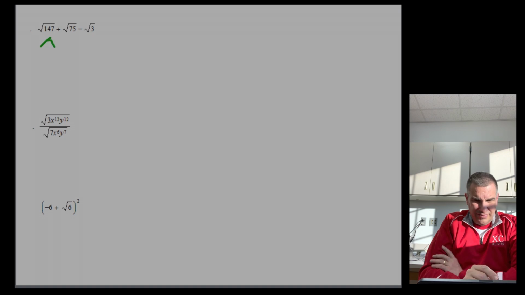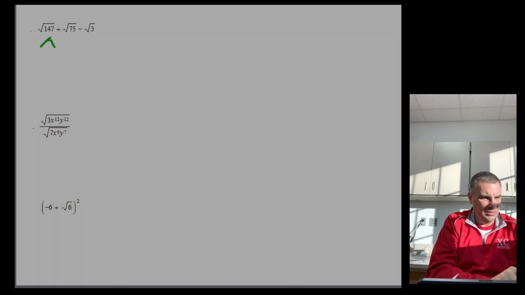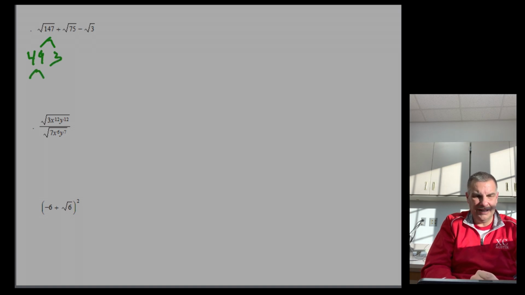So 147. Gotta find something that goes into it. What goes into it? 27? No. 147 and 9. Nope. 147 and 16. Nope. I'm just picking perfect squares. 147 and 81. Nope. 147 and 49. There it is. So it's 49 times 3. I just started picking perfect squares. 49 times 3, 49 is 7 and 7.